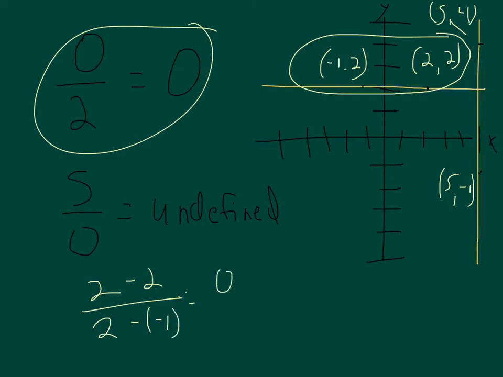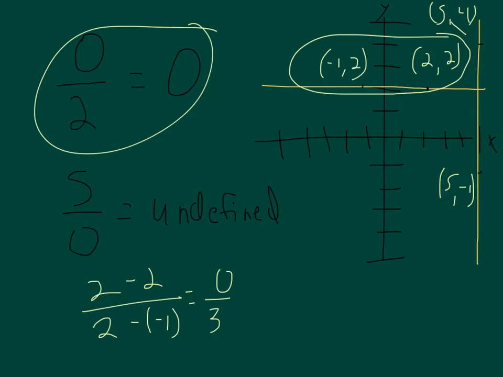2 minus 2 is 0. 2 minus -1 is 3. That's 0 divided by 3. Remember, 0 divided by any number is 0. Look at this line. If I asked you what is the slope, you'd say it does not have a slope. It does not change. It's just flat. There is a 0 slope. So there it is. 0 is 0 slope.